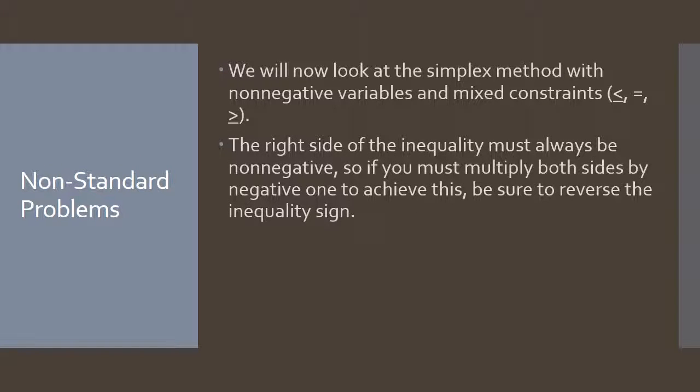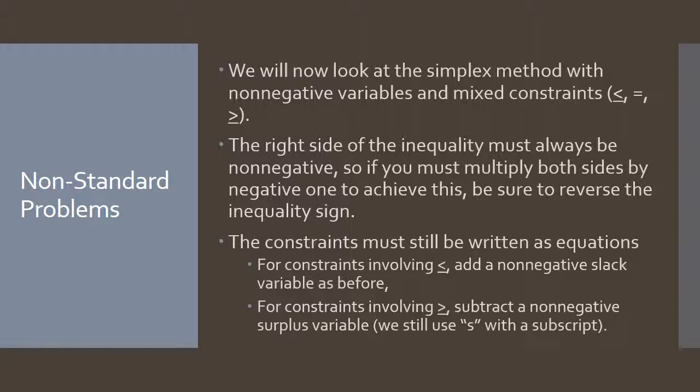We need to remember that the right side of the inequality must always be non-negative. It must be 0 or positive. So if that's not the case, then you'll need to multiply both sides by a -1 to achieve that. But remember, multiplying both sides of an inequality by a negative means you must reverse the inequality sign.